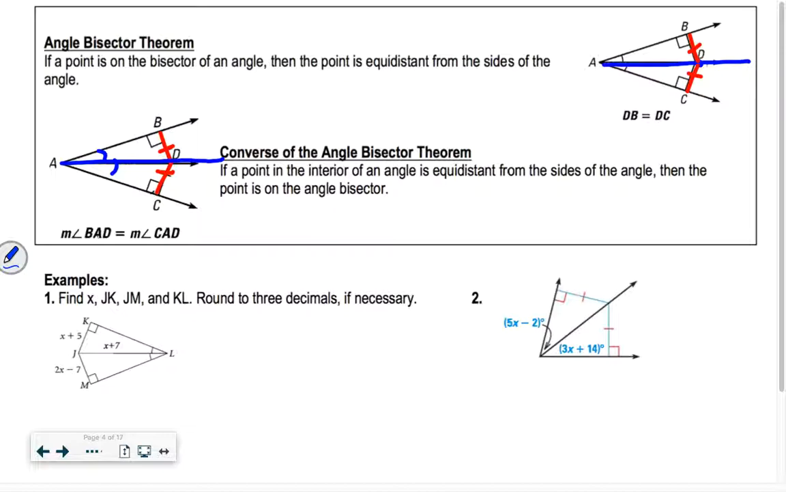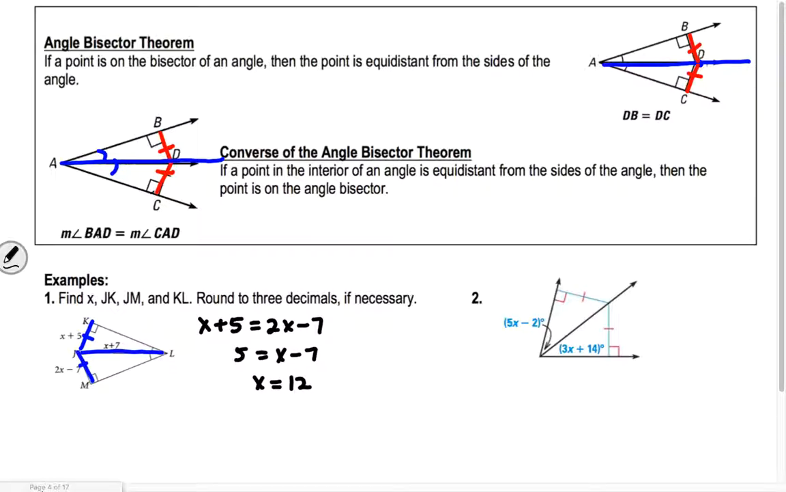All right, so the first example says find x, JK, JM, and KL, round to 3 decimal places if necessary. So what do we know? We know that we have an angle bisector. So when we have an angle bisector, this segment and this segment are congruent to each other. So we know that x plus 5 has to equal 2x minus 7. So that means that x has to be 12.